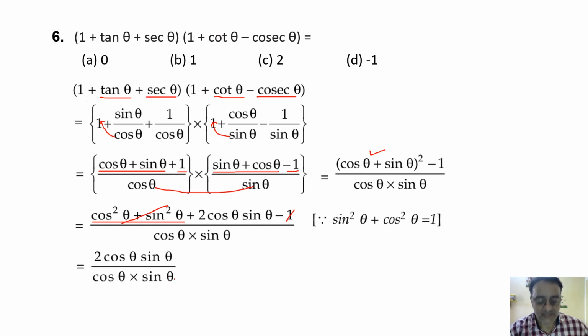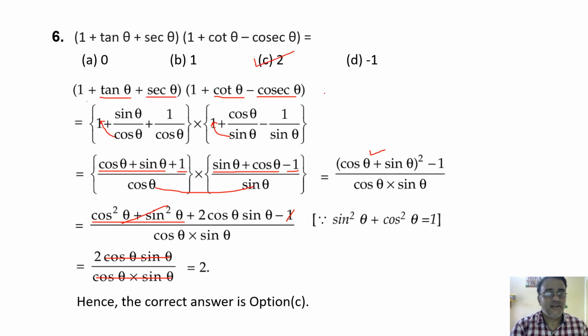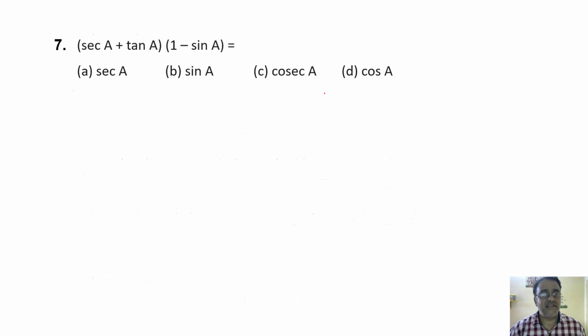So again something is cancelling. Cos theta sin theta, cos theta sin theta. Right. So what is the final answer? 2. So which option is the correct one? Option C. Option C, right. So now let us start question number 7.